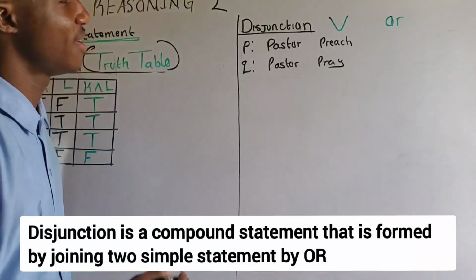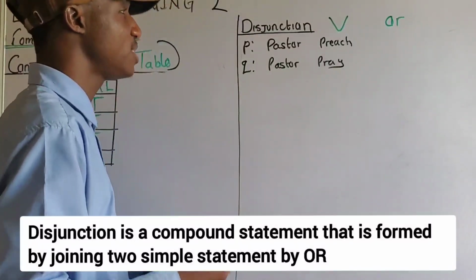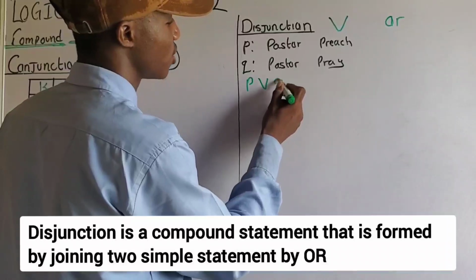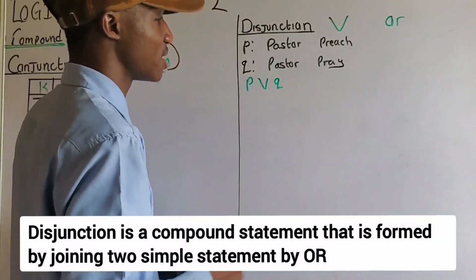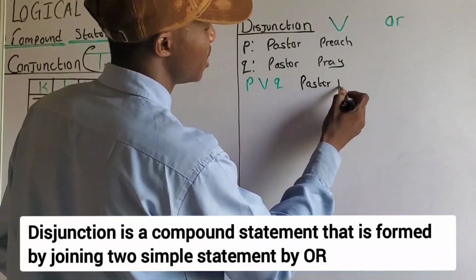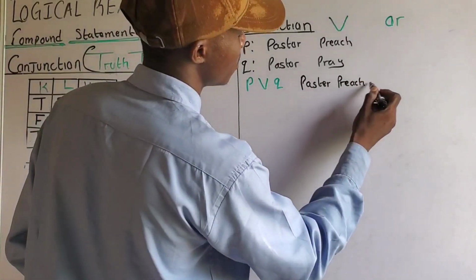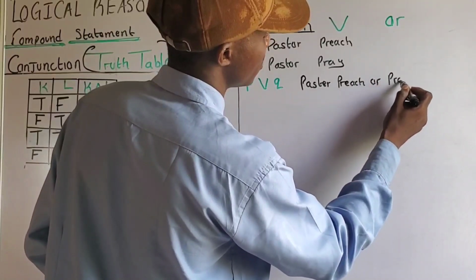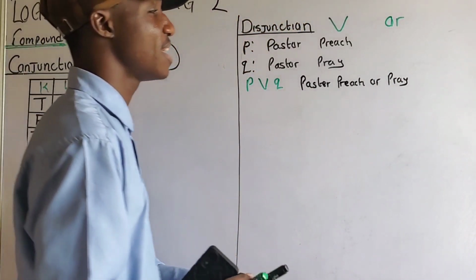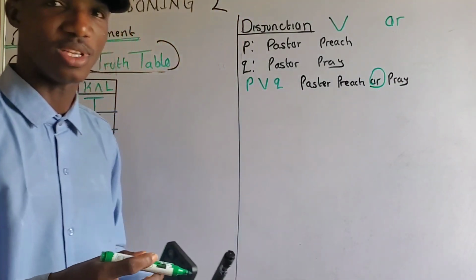Now, P disjunction Q, listen. P disjunction Q, I can write it as P disjunction Q. The meaning of that statement is that pastor preach, or pray. Do you understand? Okay, now the connective here is "or".